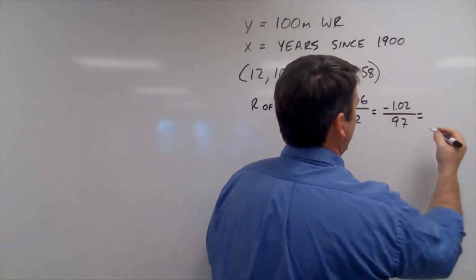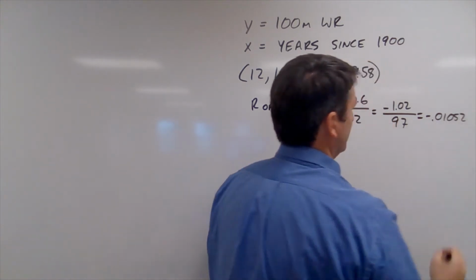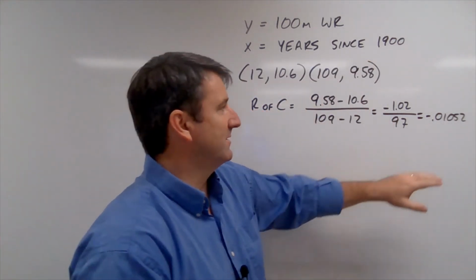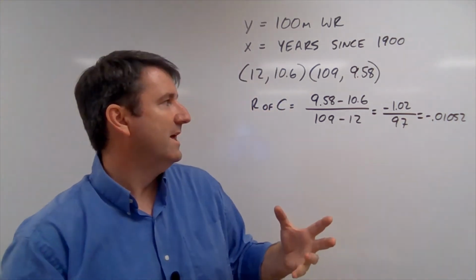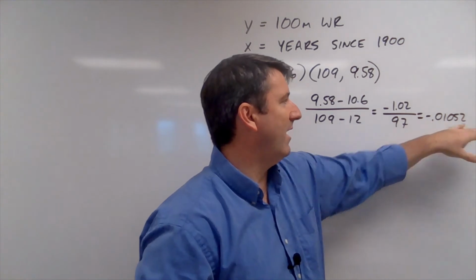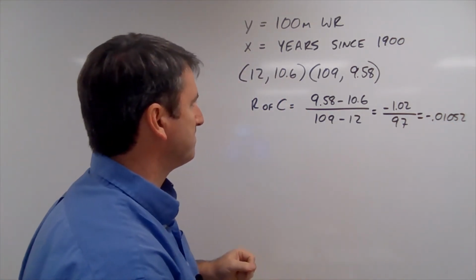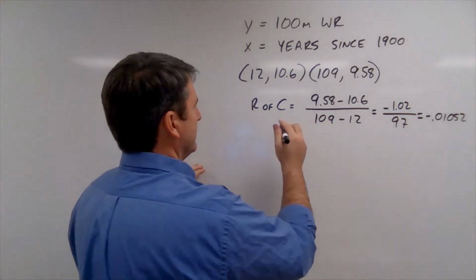And if we divide that out, we get negative 0.01052. Now, it may seem natural to round this to negative 0.01, but I'm going to go ahead and keep all of those digits there, and I'll show you why in just a minute. All right, so that's our first step.